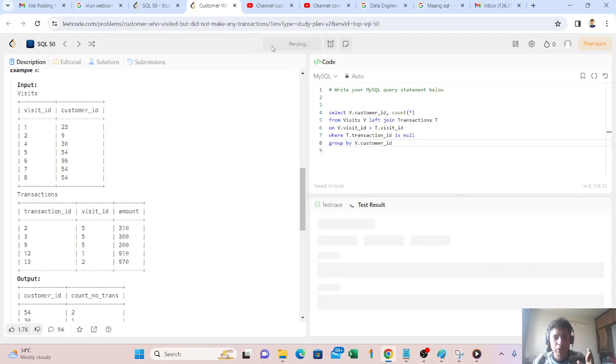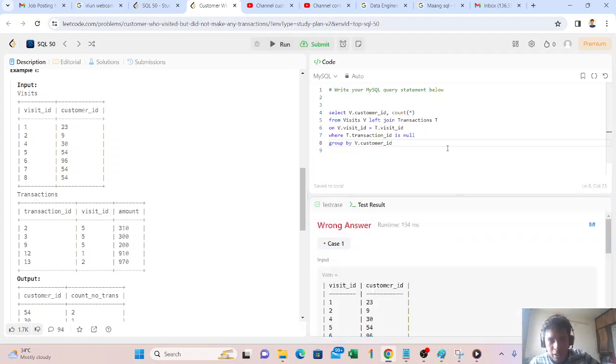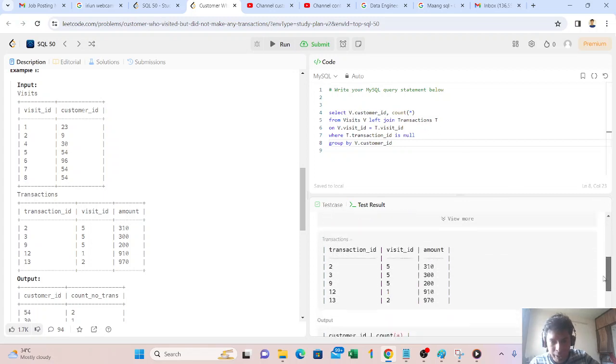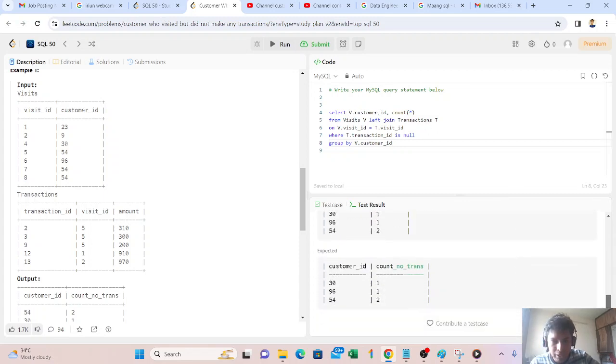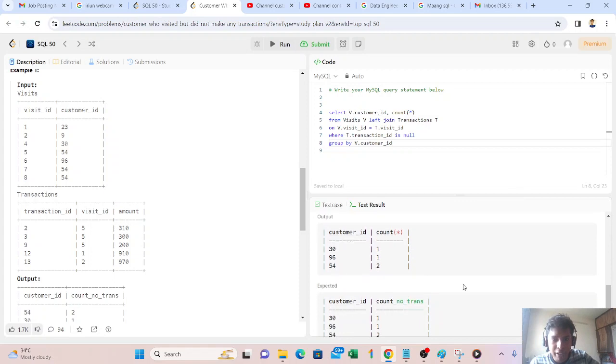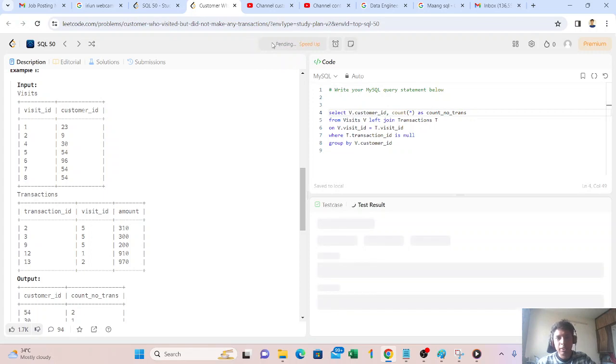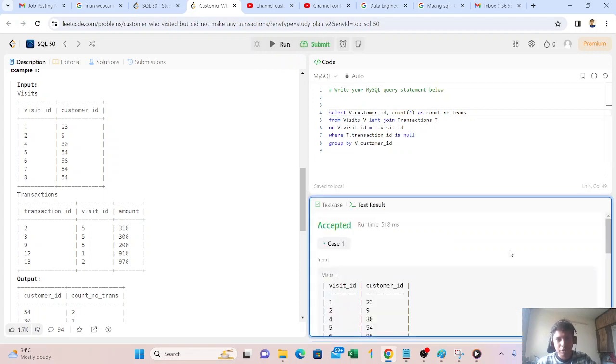I hope so, my fingers are crossed. But this was a slightly complex one. Okay, I understand why it is giving wrong. It is giving an error because my column names are not matching. So just use an alias, count no of trans. Now see, it should go green, and yes, it is accepted.